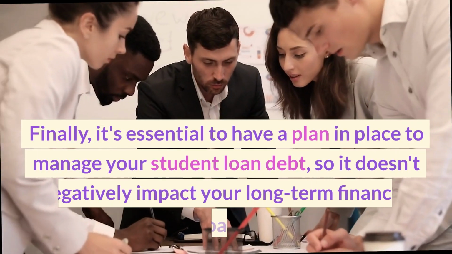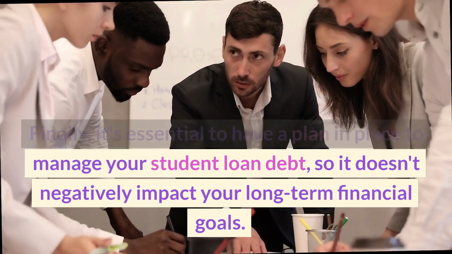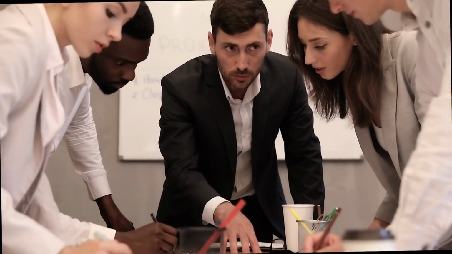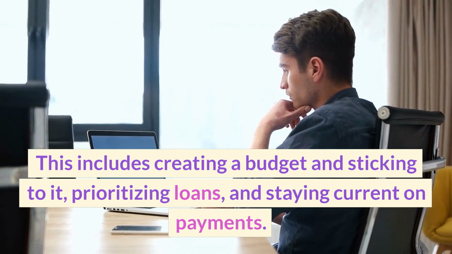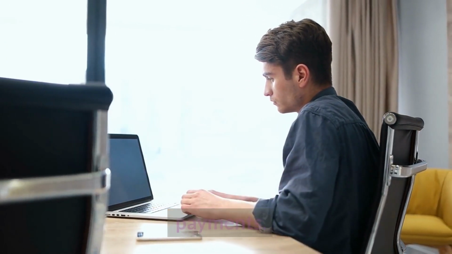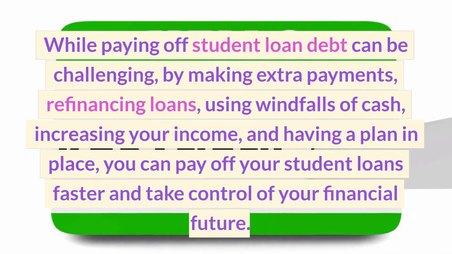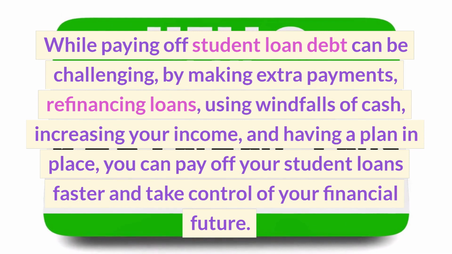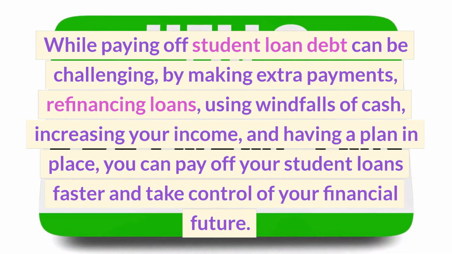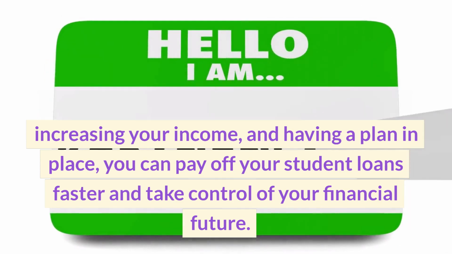Finally, it's essential to have a plan in place to manage your student loan debt, so it doesn't negatively impact your long-term financial goals. This includes creating a budget and sticking to it, prioritizing loans, and staying current on payments. While paying off student loan debt can be challenging, by making extra payments, refinancing loans, using windfalls of cash, increasing your income, and having a plan in place, you can pay off your student loans faster and take control of your financial future.